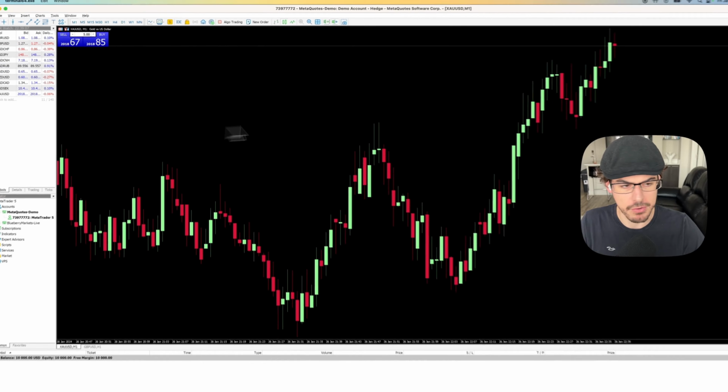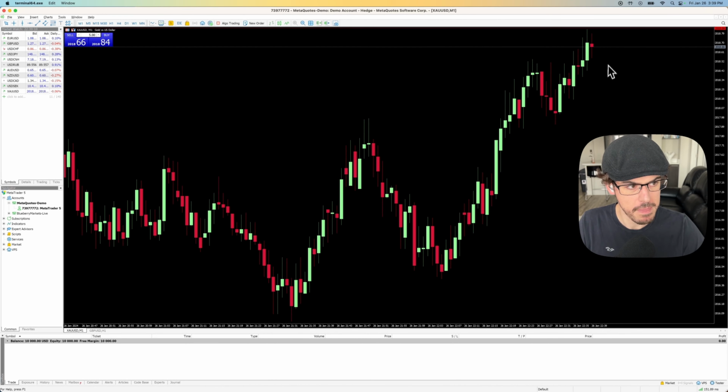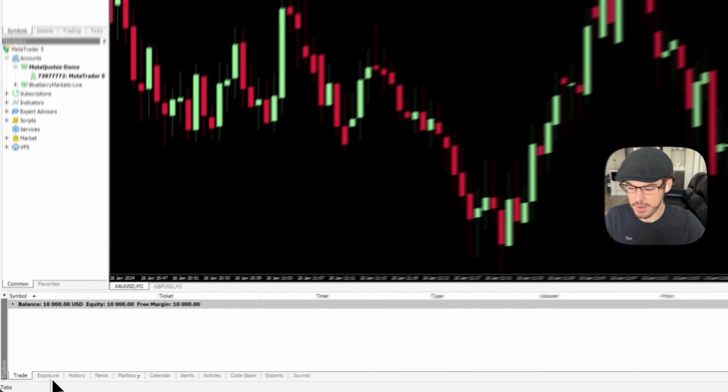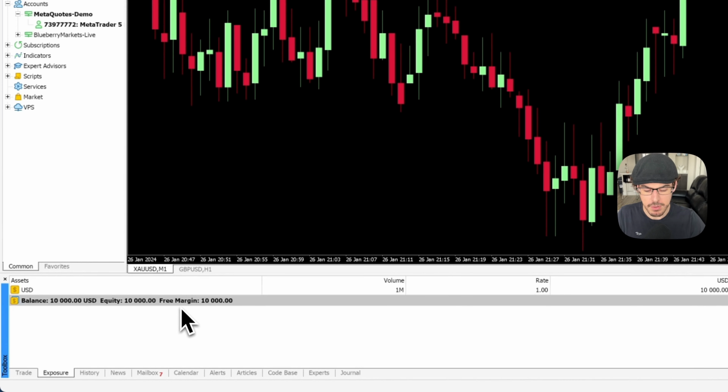And right here, I have the graph of gold on the 1 minute time frame, and I can execute right away from here. I'll make a video about exposure because most people don't understand what this really means, but basically, if my account has a $10,000 balance and my broker is allowing me to have a leverage of 1 to 100, then my $10,000 in reality has a purchasing power of $1 million. That's why you see here volume 1 million. That's what you can purchase with this account of $10,000 on a leverage of 1 to 100.